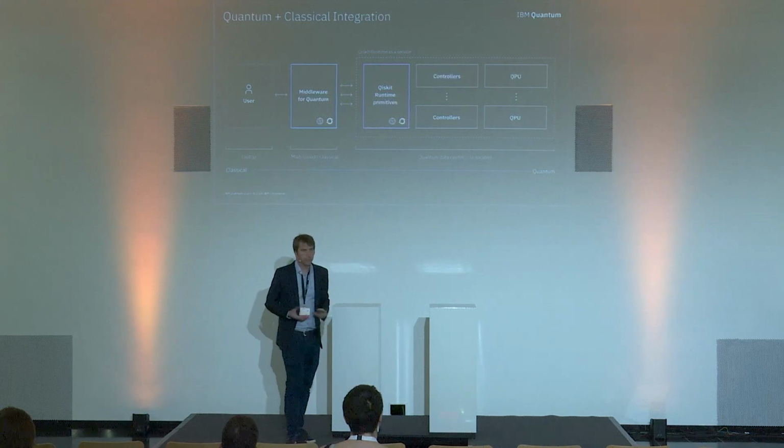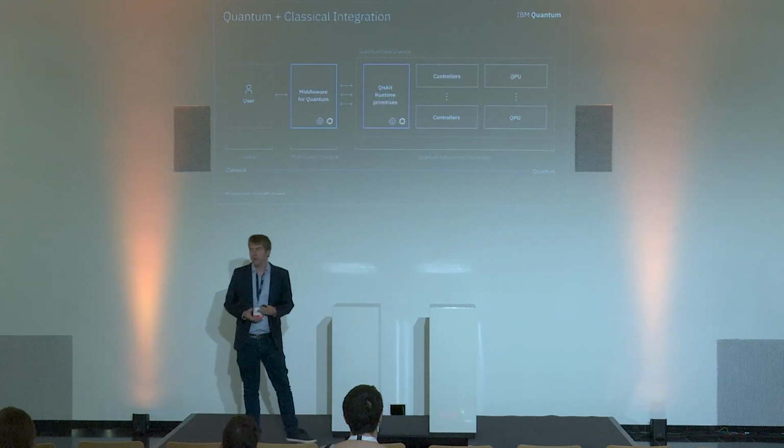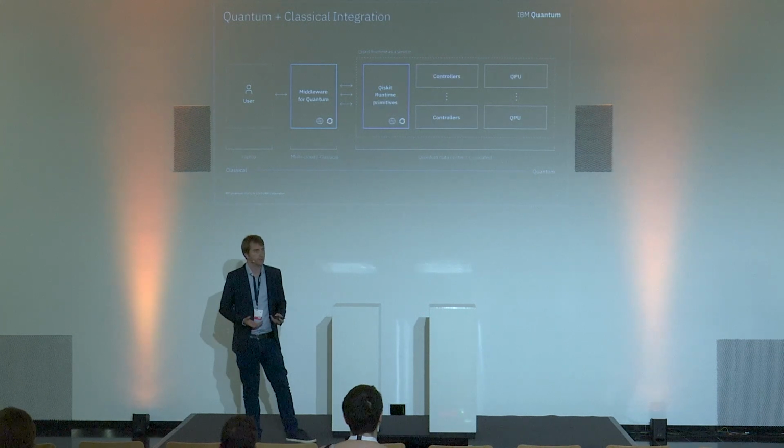So what do we mean by this? What does it look like? You might already have heard of the primitives, which is an abstraction in some sense. If you look at the tasks that you can run on a quantum computer, you can formulate it essentially in two types of tasks.